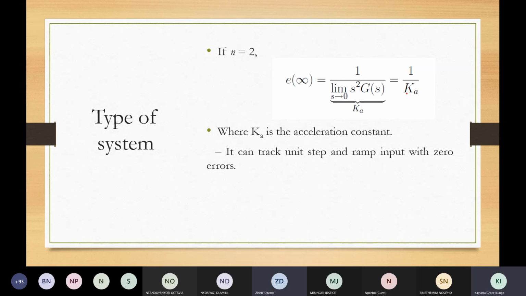So I'm kind of lost. Can you please explain again the position constant? The position constant. Yes, sir. Okay.